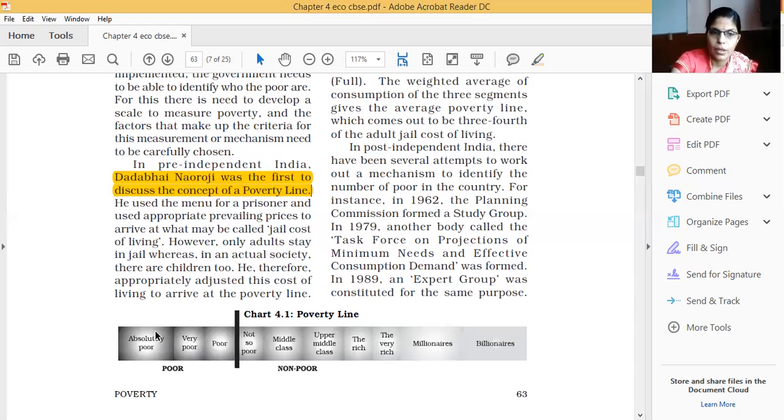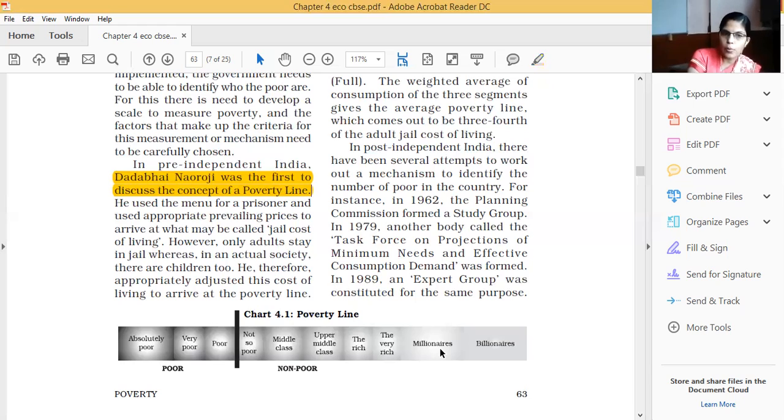Absolutely poor, very poor, poor, not so poor, middle class, upper class, the rich, the very rich, and millionaires and billionaires. Okay, that is the poverty line.